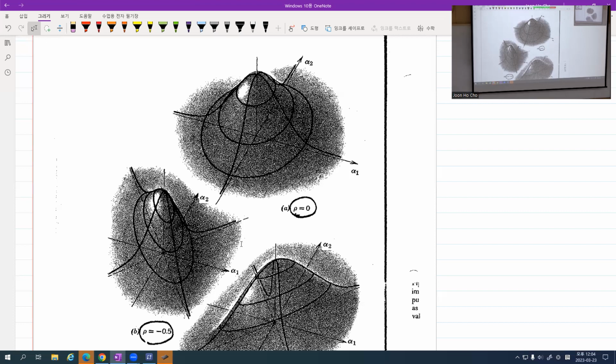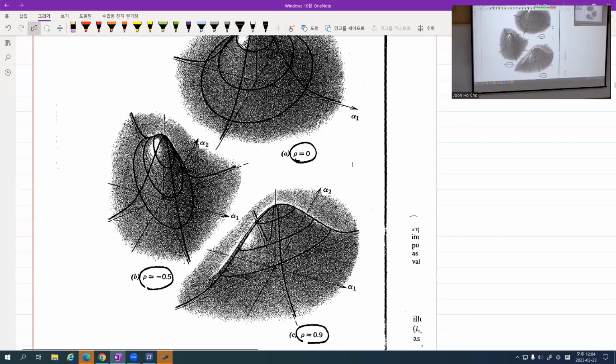Here you have correlation coefficients of negative 0.5 and 0.9. If the correlation coefficient approaches 1 or negative 1, the density looks more like an impulse fence. So you have a very thin density function here with rho equals 0.9. And for rho equals 0.5, you have a density that is not circularly symmetrical with respect to the mean. So you remember these figures.